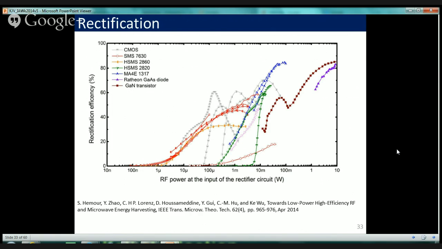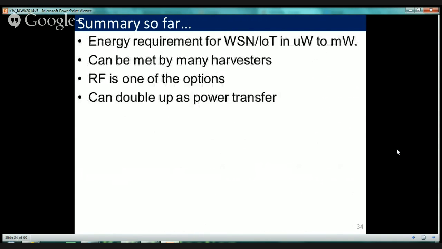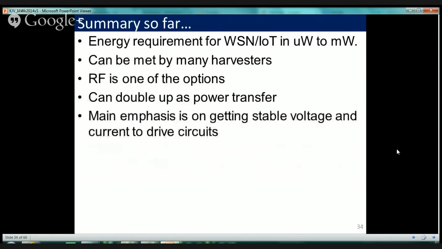If you summarize the scenario, RF is one of the options for harvesting, and the effort on the other end should be to get a power supply voltage in the order of a few volts and, when required, current in the order of milliamps. To do that, it is not sufficient to just rectify and keep it. You may have to do much more to generate the voltages and currents on the other side, and achieving these with the maximum possible efficiency is the key thing.